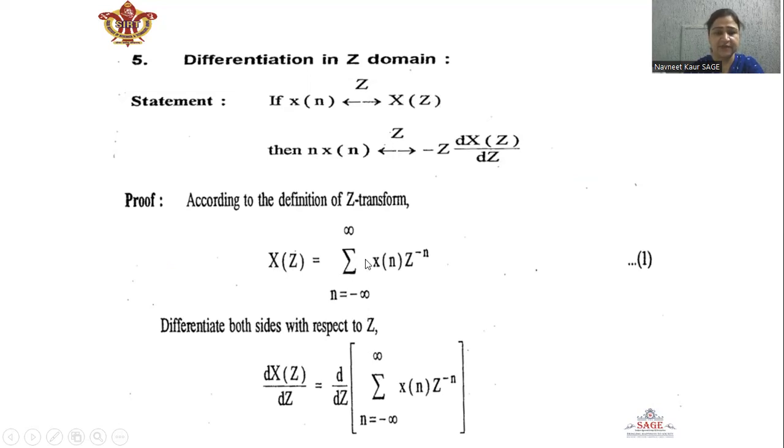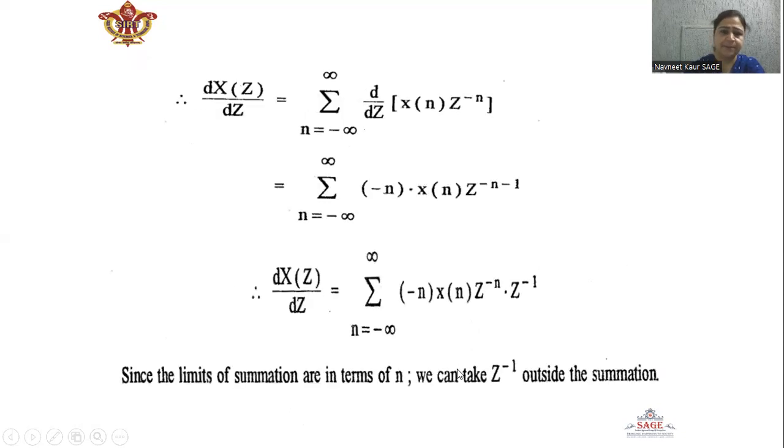Now, coming to the proof of this property, I'll start with the X(z) formula, which is the summation from n equal to minus infinity to infinity of x[n] z^-n. Now, I'll differentiate both sides with respect to z. I'll get dX(z)/dz equal to d/dz of x[n] z^-n. Now, x[n] is independent of z, so I'll differentiate z^-n with respect to z. Here I'll get minus n, z^(-n-1).